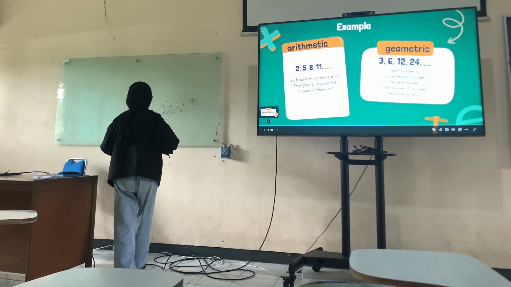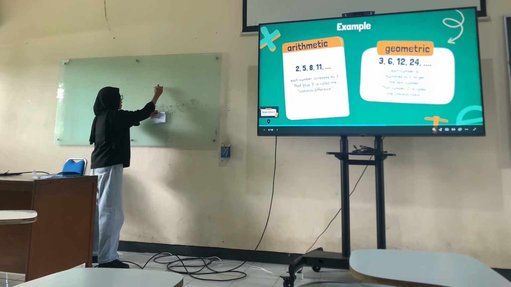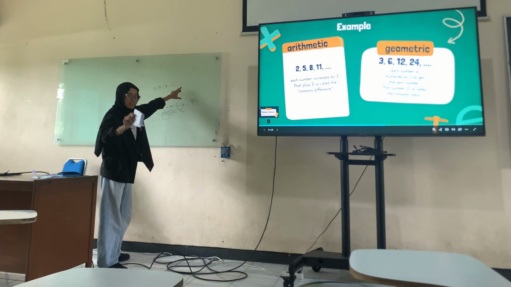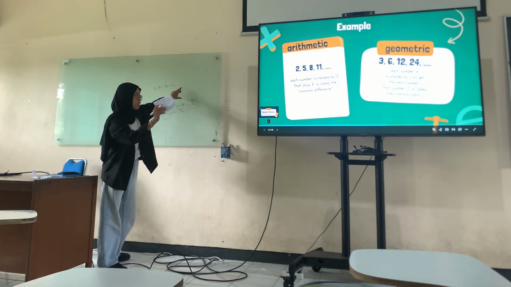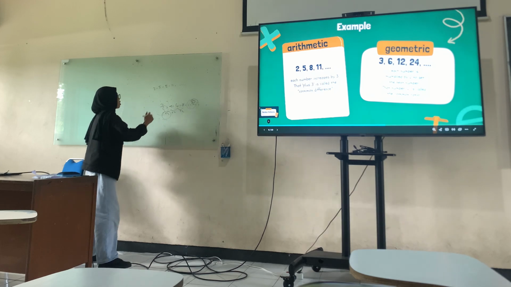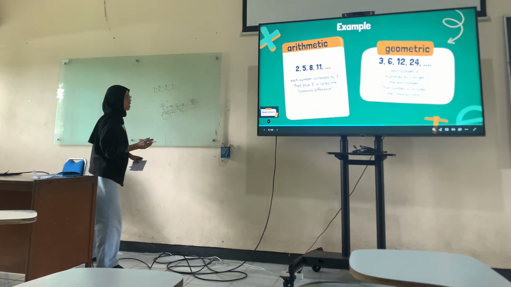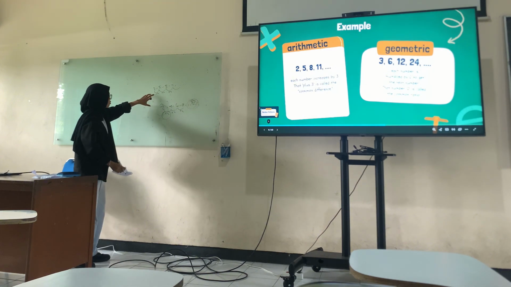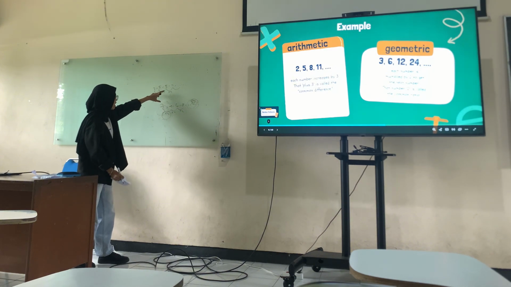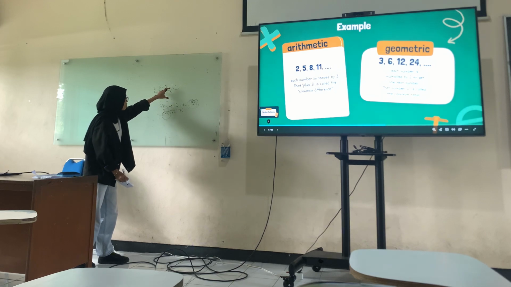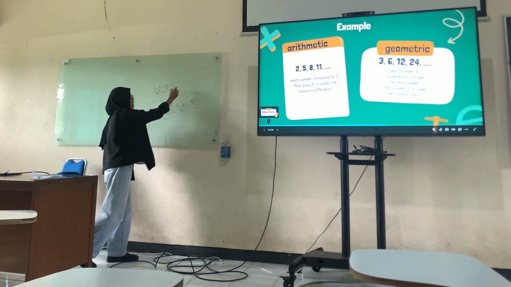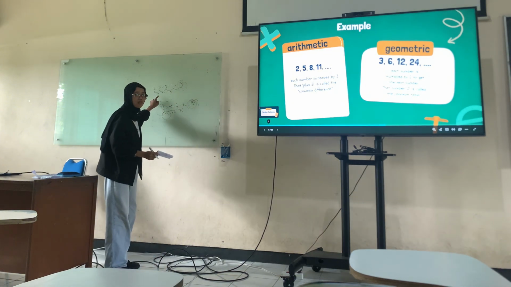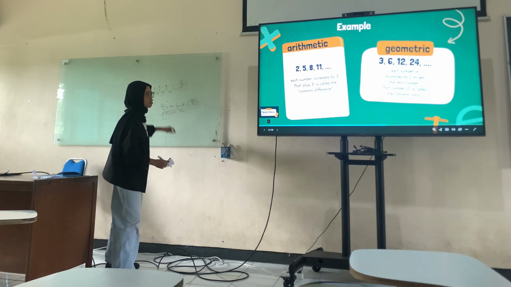So let's look at the whiteboard. Here there are 2, 5, 8, 11, and you still remember, right? Your mission in this material is to continue the numbers. Like Nadia said, each number here increases by 3. That's absolutely right. So 2 plus 3 equals 5, 5 plus 3 equals 8, 8 plus 3 equals 11, 11 plus 3 equals 14. That's correct. It is called arithmetic because each number here is found by adding.